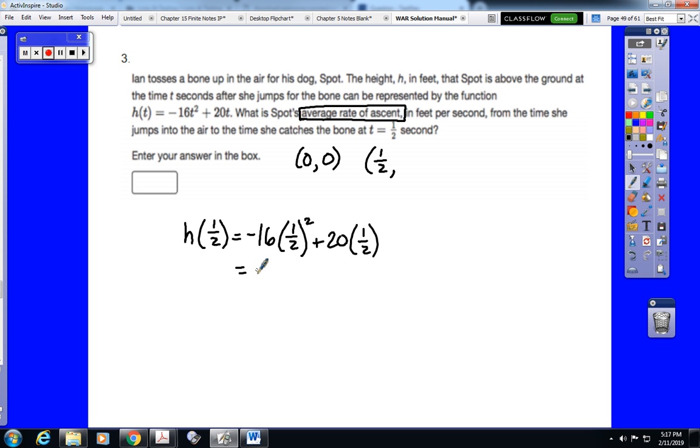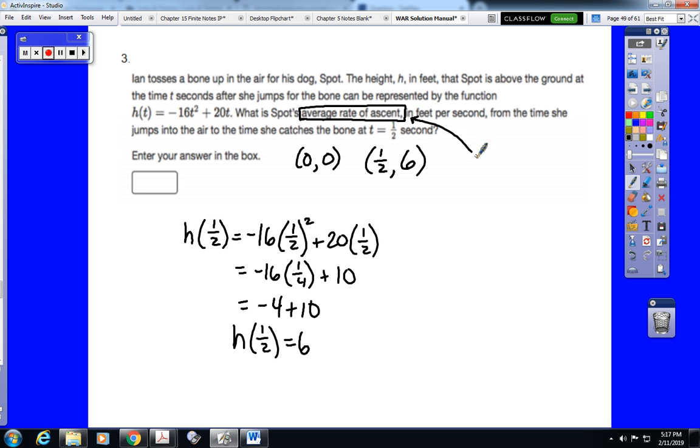That would give us negative 16 times 1/4 plus 10, or negative 4 plus 10, meaning h of 1/2 is 6. So that means that we're looking at the point 1/2, 6. Now, average rate of ascent, that's like saying average rate of change, which means we're no longer dealing with a quadratic equation. It's not what it's asking. It's asking for an average rate of change. It's asking for a slope between these 2 points.